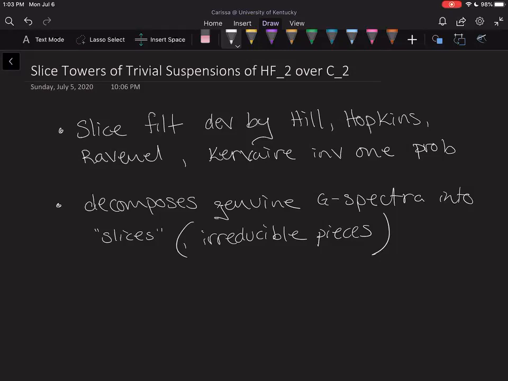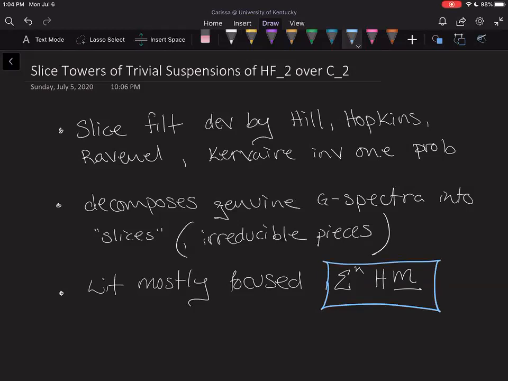So the goal with the slice filtration is to take a genuine G spectrum and break it up into these irreducible pieces, along with the tower, which tells you how to reassemble the pieces into your original spectrum. Right now, the literature is mostly focused on trivial suspensions of Eilenberg-MacLane spectra, and I'll explain this notation later on in the talk.